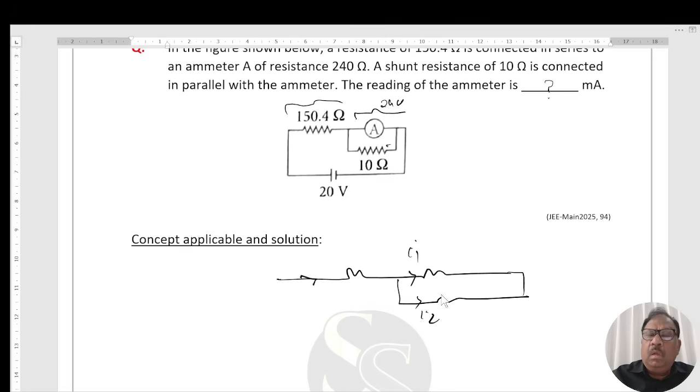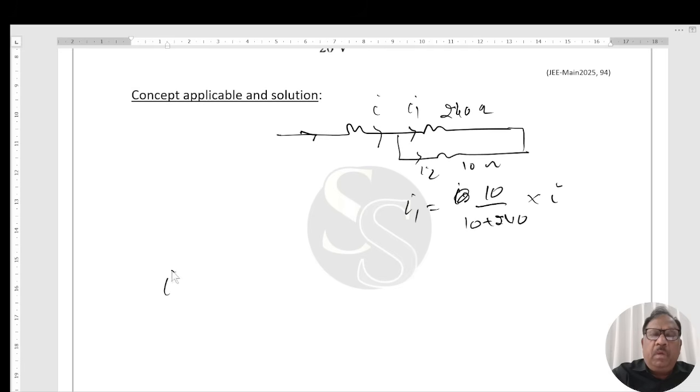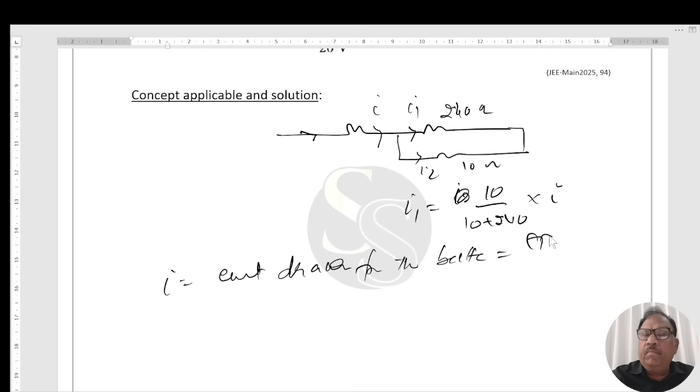I1, I2, 240 ohm, 10 ohm. I1 will be equal to, if current I flows, 10 upon 10 plus 240 into I, right? Now I will be, that is current drawn from the battery, equal to applied EMF upon R equivalent. R equivalent कितना होगा?